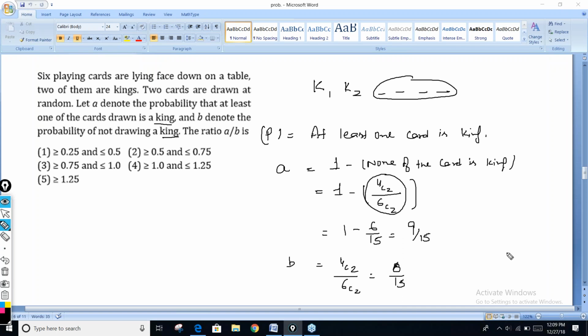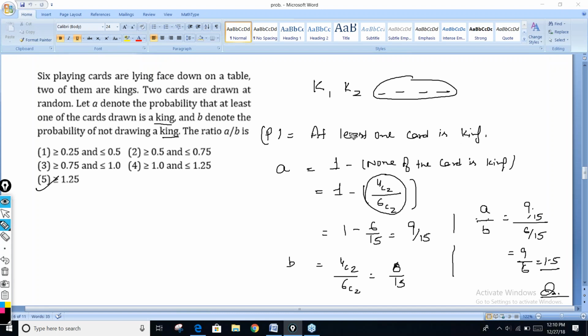So what is the answer? Answer is A by B. What is A by B? A by B is nothing else, 9 by 15 upon 6 by 15. Answer comes out to be 9 by 6, which is 1.5. So which option will satisfy? The answer is more than 1.25. That is the answer. So it is simple.